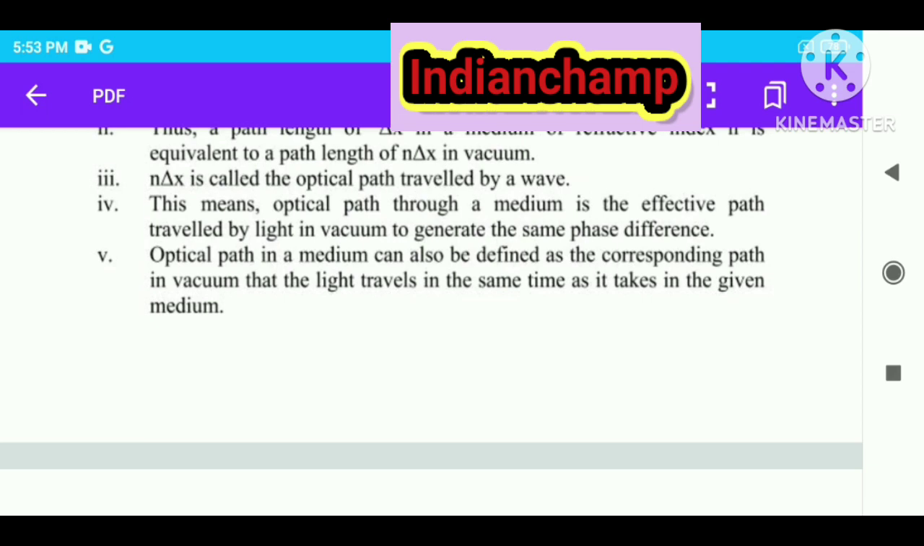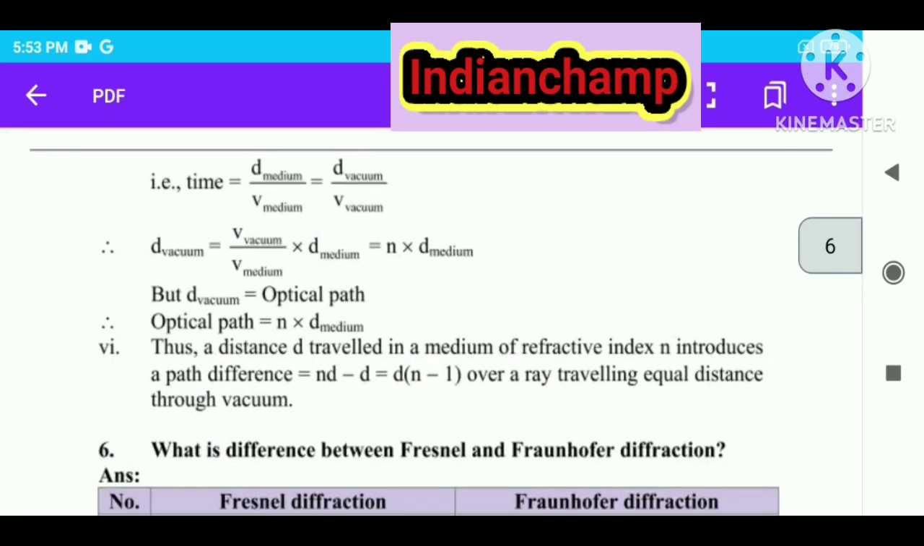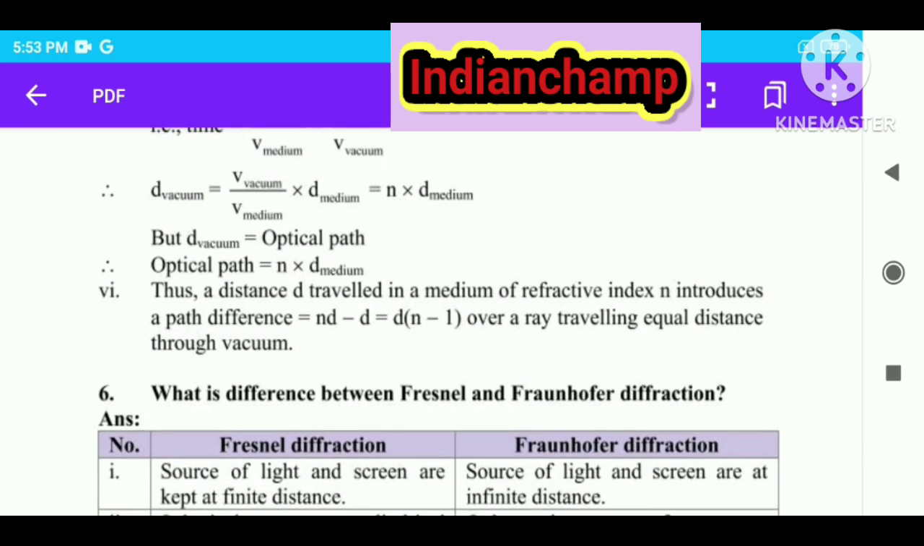Fifth, optical path in a medium can also be defined as the corresponding path in vacuum, that is, the light travels in the same time as it takes in the given medium. That is, time is equal to d medium divided by v medium is equal to d vacuum divided by v vacuum. Therefore, d vacuum is equal to v vacuum divided by v medium into d medium is equal to n into d medium. But d vacuum is equal to the optical path. Therefore, optical path is equal to n into d medium.